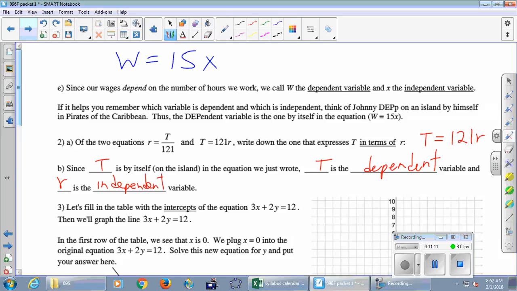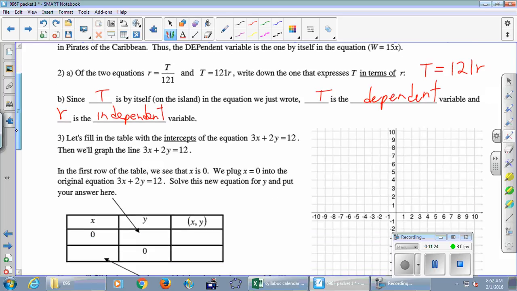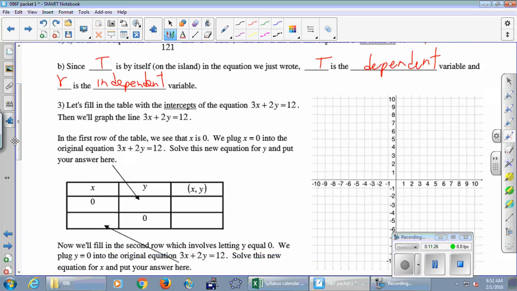And it works that way every time you have an equation, whichever letter is by itself, we call the dependent variable. Any questions on the vocabulary? Okay, last new thing for today that we'll do together here is number 3.